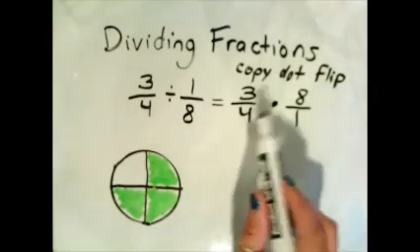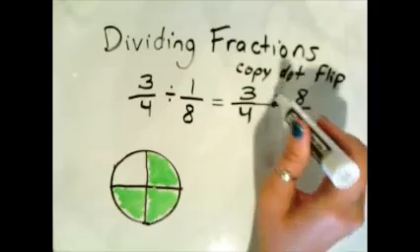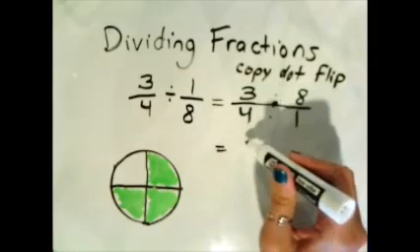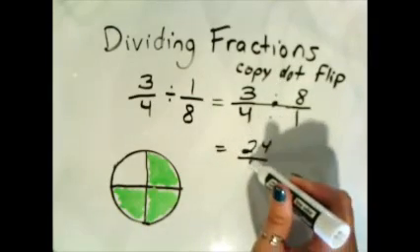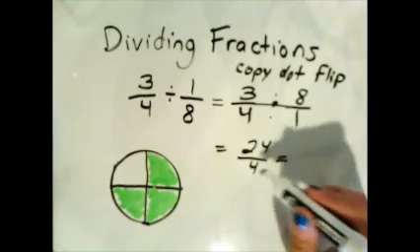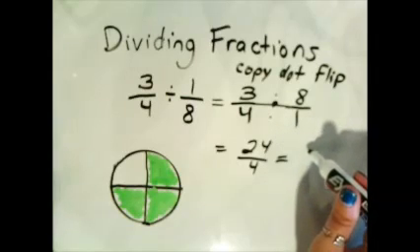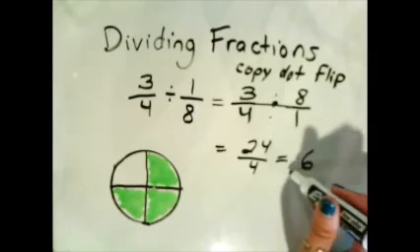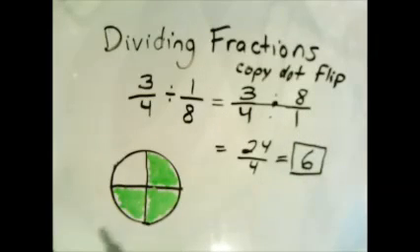I go straight across. So if I multiply straight across, the top is 3 times 8, so 24, and the bottom is 4 times 1, so 4. And I always want to reduce my fractions if I can, so it looks like 24 divided by 4 gives me 6/1, or if it's over 1, I can just write 6 since that's a whole number. So apparently 1/8 goes into 3/4 6 times.